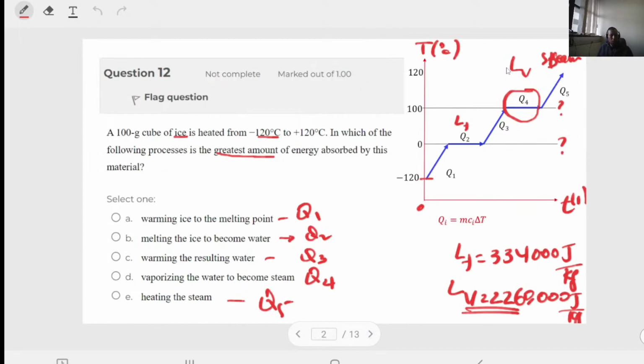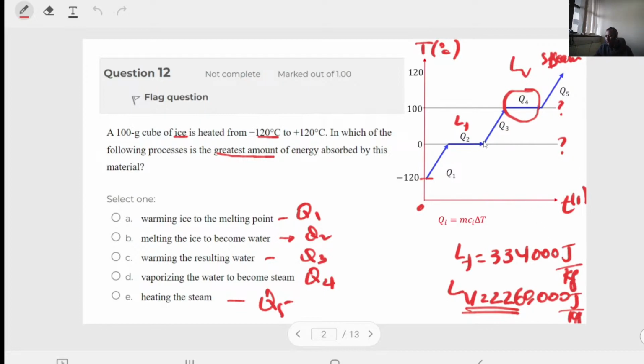On question number 2, it says ice is heated from negative 120 to positive 120, and what we did was go through step by step. What you should remember is that the ice undergoes melting at 0 degrees centigrade. Therefore, that involves latent heat. This is called the latent heat of fusion, where that value is 334,000 joule per kilogram.